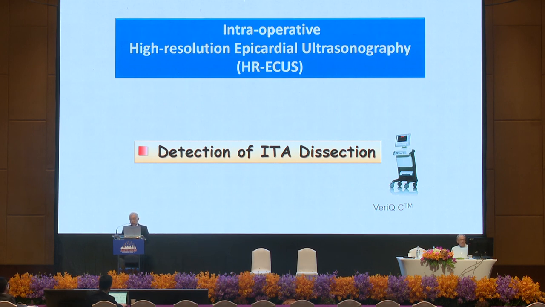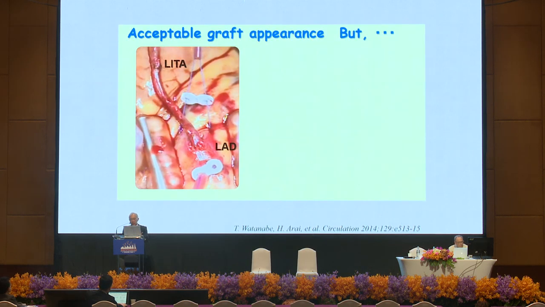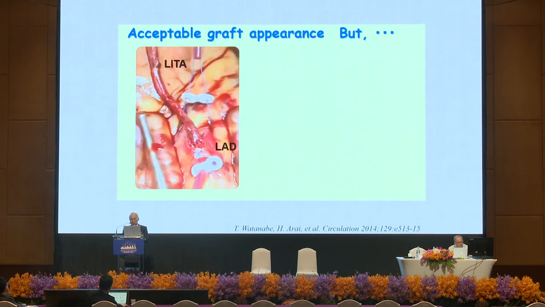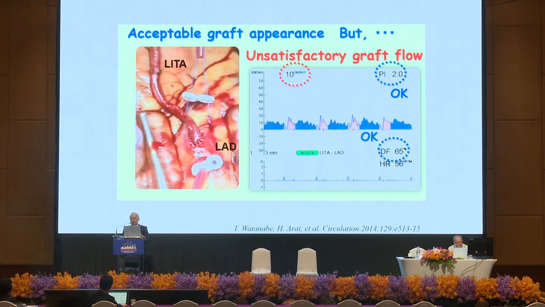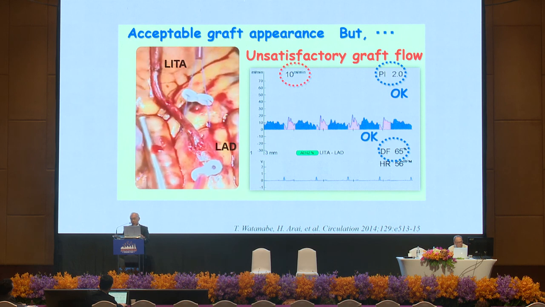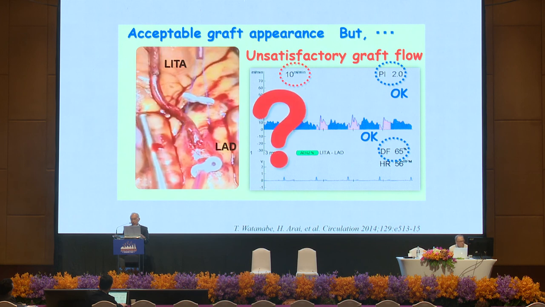So this ultrasonic scan is useful not only for the anastomosis, but also for the detection of the internal thoracic artery. After the anastomosis, this looks okay by eyeball sighting, but the flow was marginal, 10 milliliters per minute. PI is okay, and the diastolic filling is 65%.